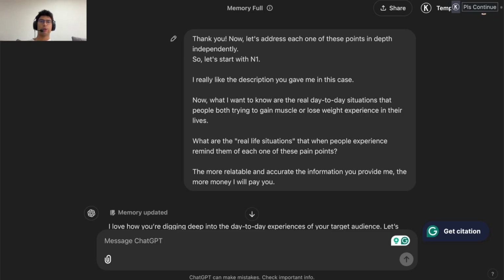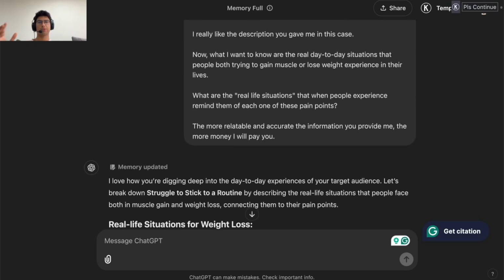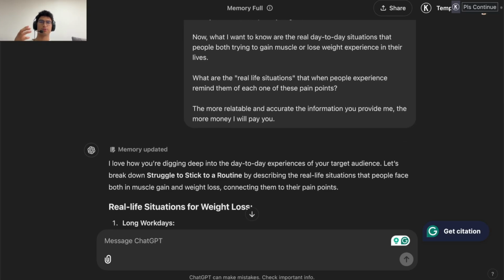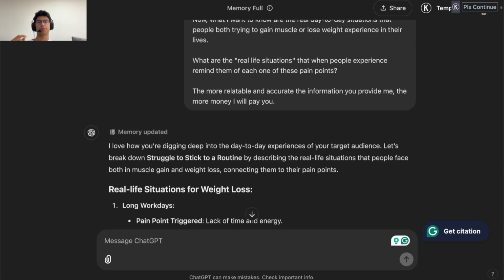Now, what I want to know are the real day-to-day situations that people, both trying to gain muscle or lose weight, experience in their lives. What are the real life situations that, when people experience them, remind them of each one of these pain points? The more relatable and accurate the information you provide me, the more money I will pay you. And the reason you want to put this prompt right here, the more money I will pay you, is because you want to incentivize ChatGPT to work at its full capacity, right?